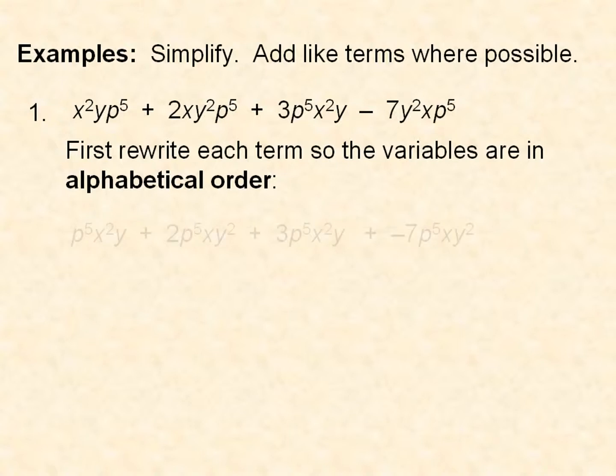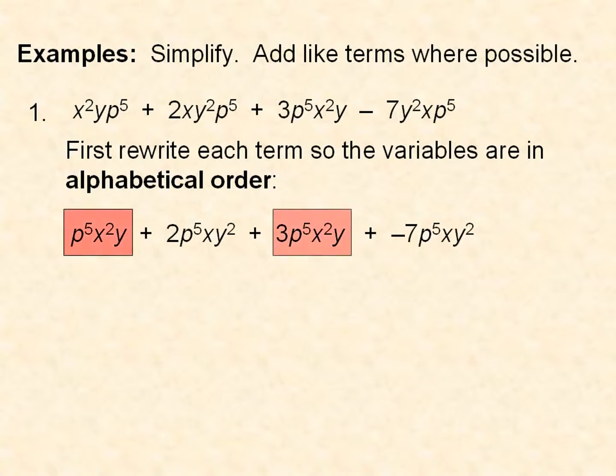Then we have p^5x^2y plus 2p^5xy^2 plus 3p^5x^2y plus negative 7p^5xy^2. We need to identify the like terms. The first and third terms are like terms, and the second and fourth terms are like terms. So now we add the like terms.